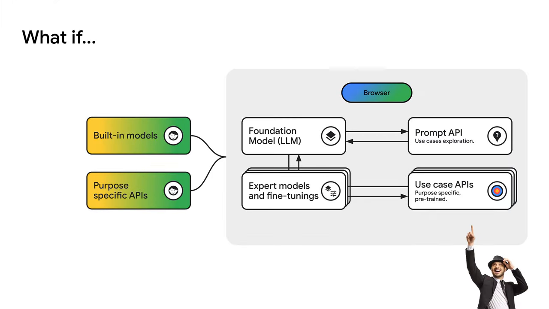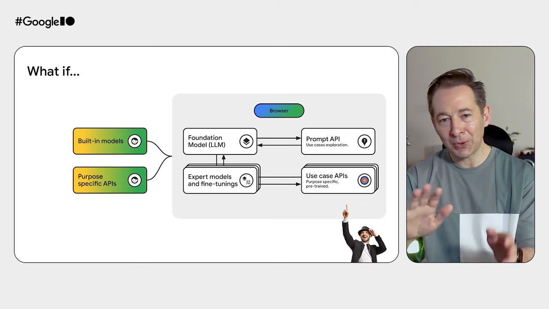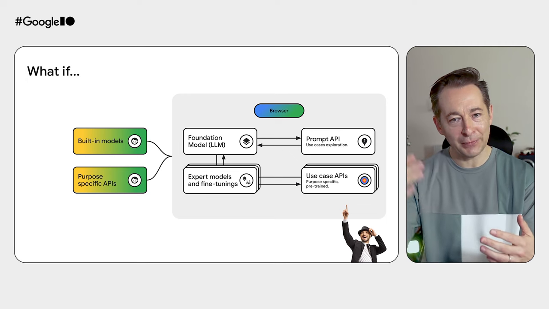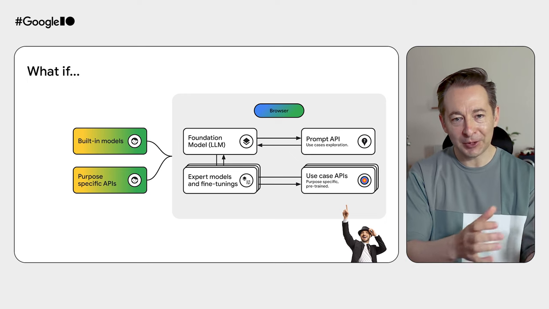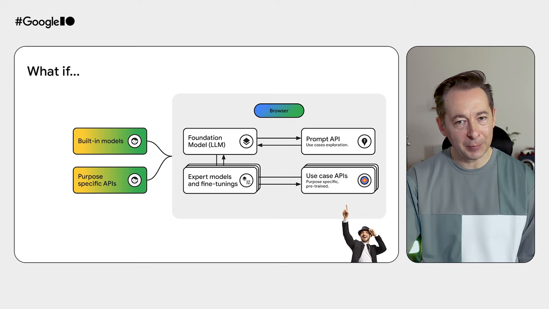Your browser could have a foundation model and some smaller expert models or fine-tunings of the bigger model. There could be a prompt API, mostly for exploring the potential of the on-device LLM, and APIs for specific use case, using the LLM with fine-tunings or the expert models.